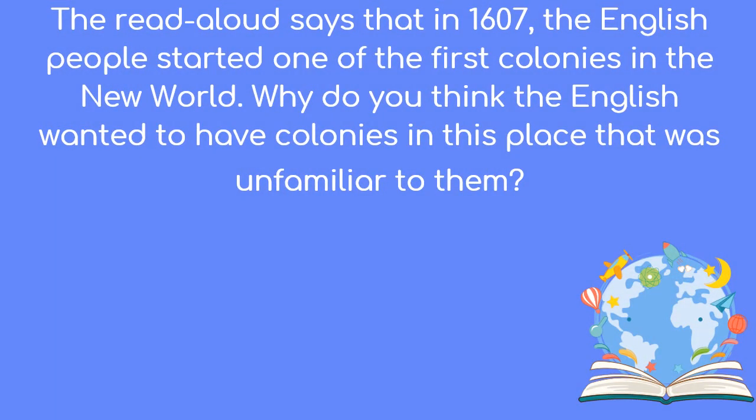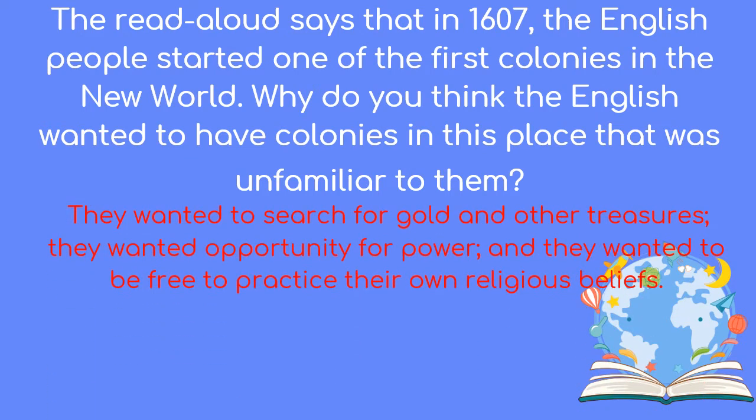The read aloud says that in 1607, the English people started one of the first colonies in the New World. Why do you think the English wanted to have colonies in this place that was unfamiliar to them? They wanted to search for gold and other treasures. They wanted opportunity for power, and they wanted to be free to practice their own religious beliefs.